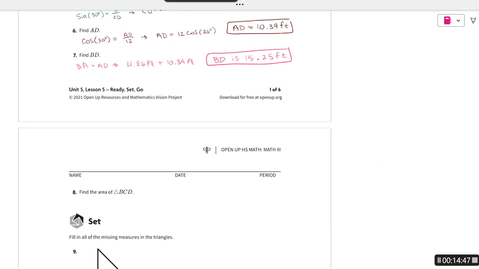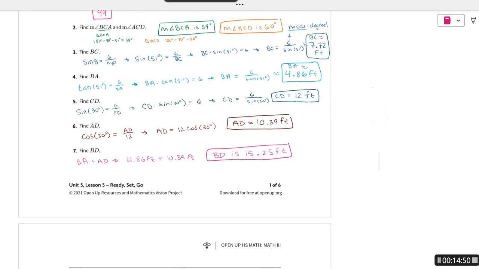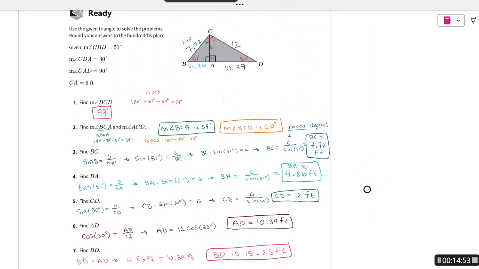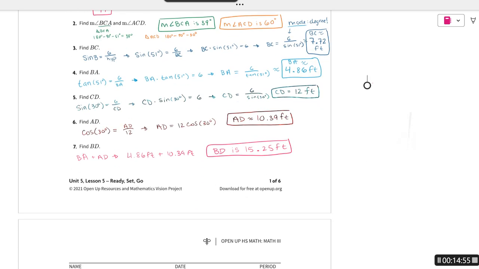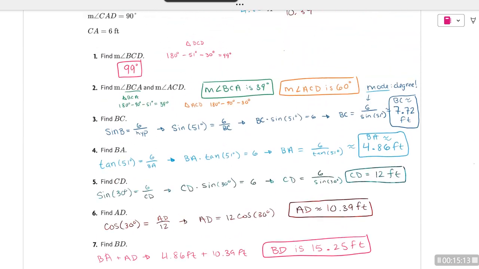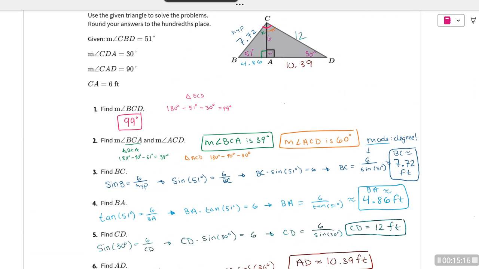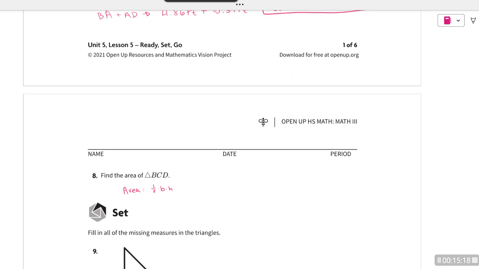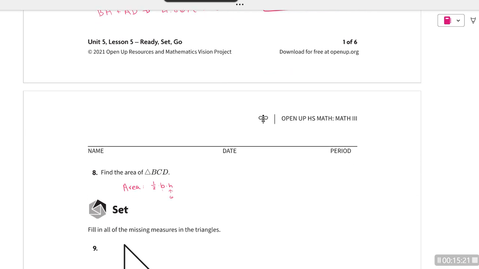Okay, question 8. It wants us to find the area of BCD. So notice BCD is the big triangle, which is great because we need the height to find area. So area of a triangle is half times base times height. Now, the height and base change based on the orientation, but let's use 6 as the height since we have that. Since 6, if we're going to use 6 as our height, that's CA, that means BD has to be our base.